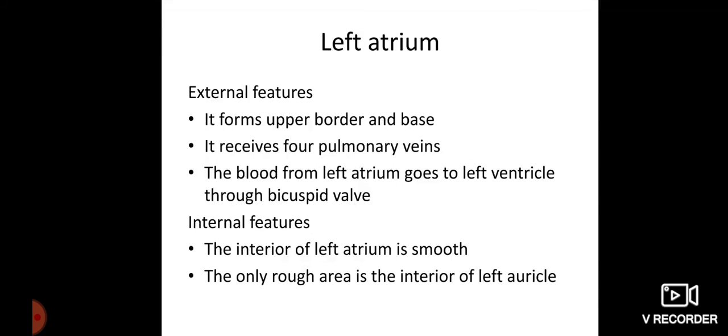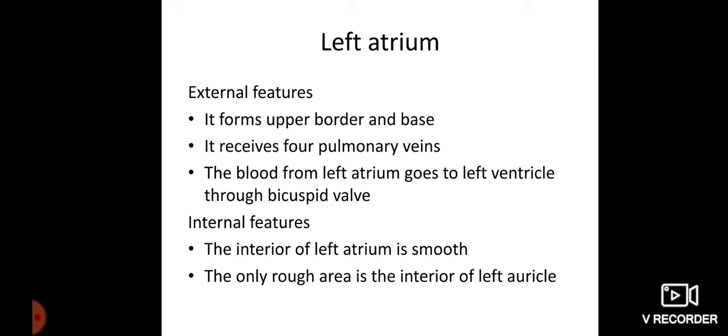Then if you are taking the left atrium, it is the left upper chamber of the heart. It forms the base of the heart, the superior border. It receives 4 pulmonary veins. The blood from the left atrium goes to the left ventricle through the bicuspid valve. Internally, it is completely smooth.